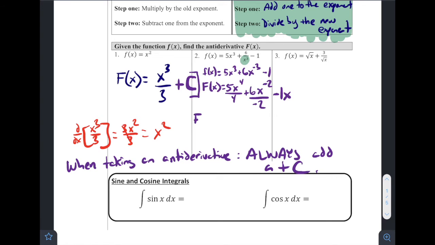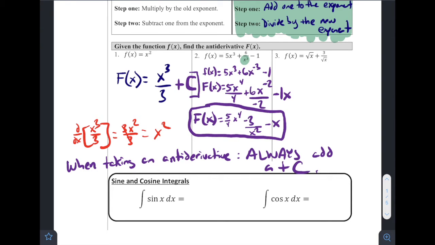So if we want to simplify, capital F of x is going to be equal to 5 over 4, x to the 4th, minus 3. And then that x to the negative 2 is going to go to the denominator, so over x squared, and then minus x here. So this would be our antiderivative of the function f of x here. And we can always check to make sure that we got the correct answer by just taking the derivative of this function.